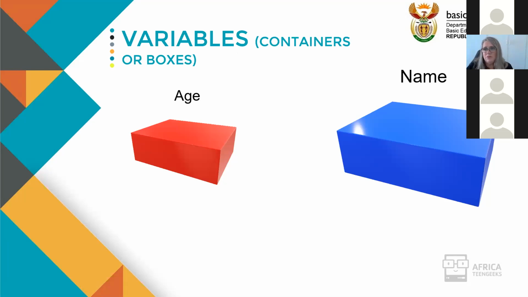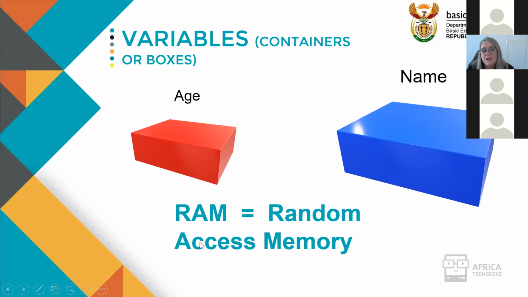So basically, computers work the same way. They have things called variables where we can put in certain things to keep them separate and neat and tidy. Where do we create these variables? Variables get created in RAM, the random access memory.